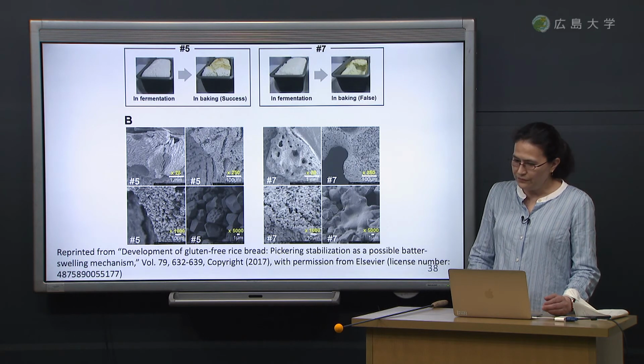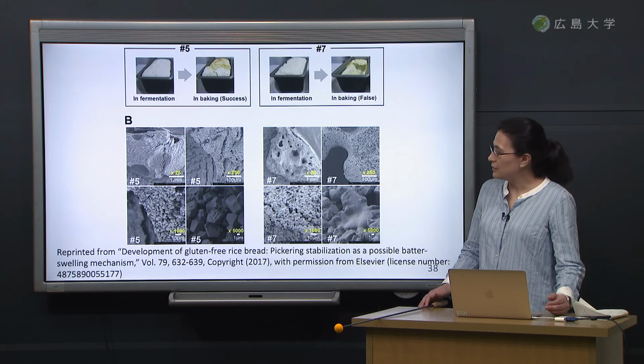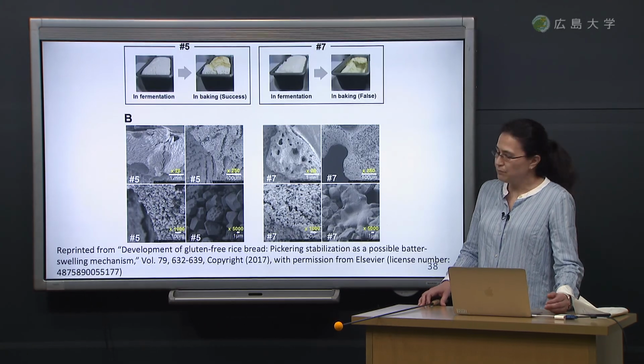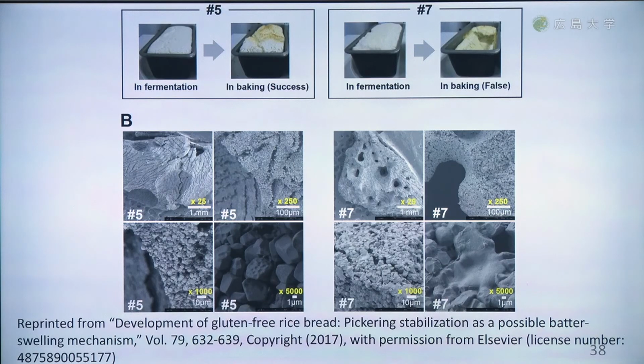The degree of starch damage of rice flour, the morphology of the bubble surface in the batter, and the surface tension values of the rice flour dispersed water are all strongly correlated. Our ongoing project is to clarify the cause of difference in the surface activity of rice flour of different degrees of starch damage.